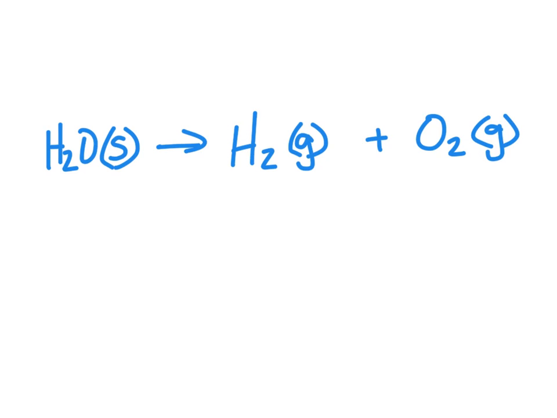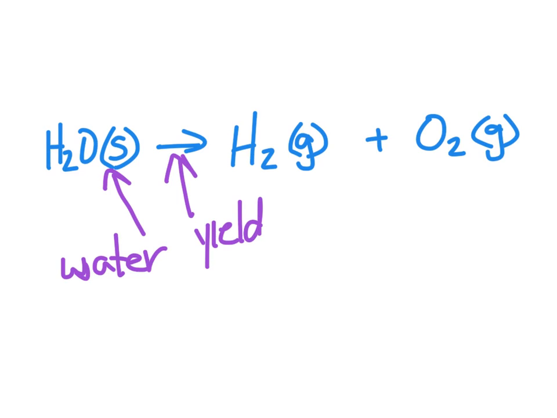In this equation, we have a chemical reaction. Let's discuss why. Right here, we have water. The arrow means yields. What happens to the water is it breaks down into hydrogen gas and oxygen gas. The hydrogen and oxygen gas are entirely different than the H2O that we started with. Therefore, we have a chemical reaction.